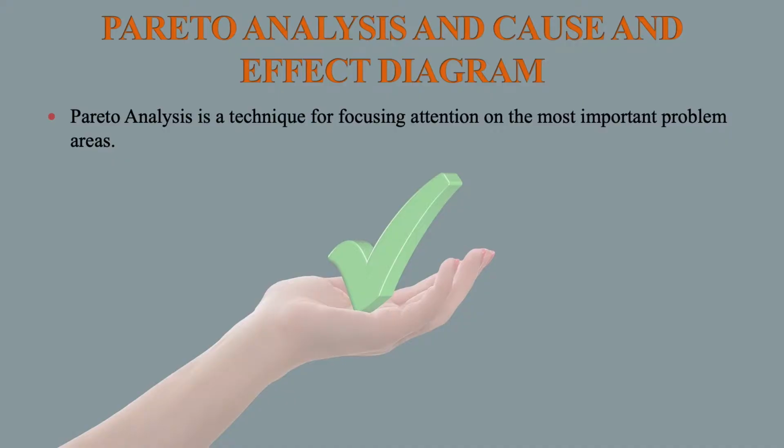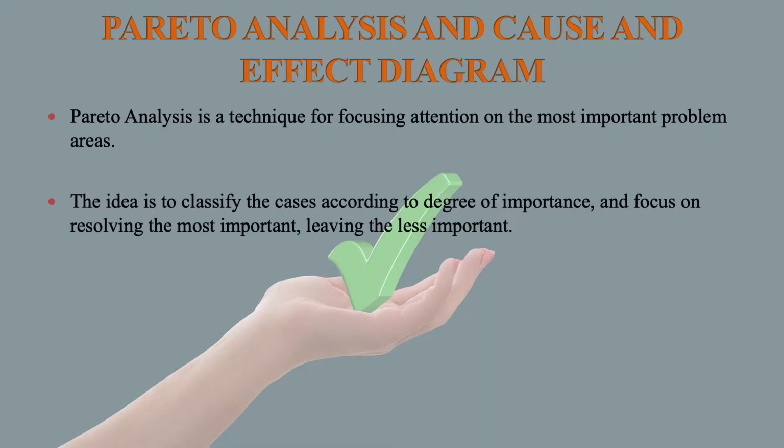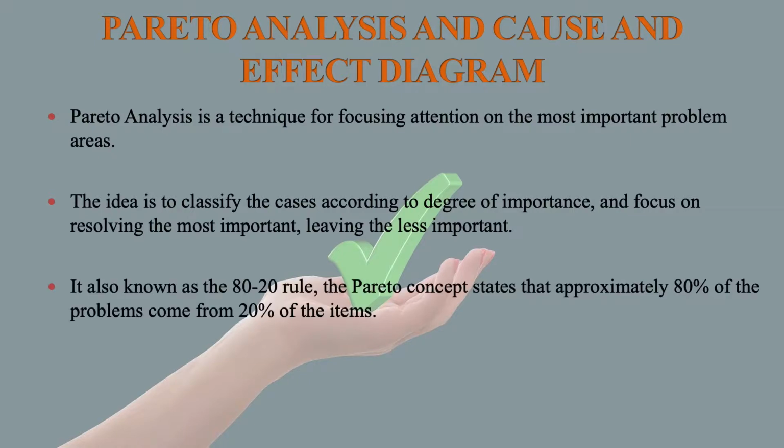Then comes Pareto analysis and cause and effect diagram. This is also a tool for identifying the causes and reducing those causes. The Pareto analysis is a technique for focusing attention on the most important problem areas. The idea is to classify the cases according to degree of importance and focus on resolving the most important, leaving the less important. It is also known as the 80-20 rule.